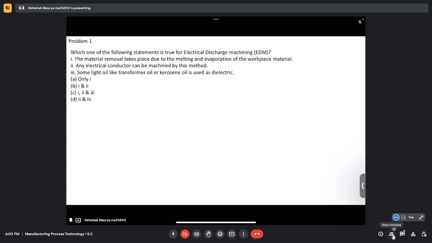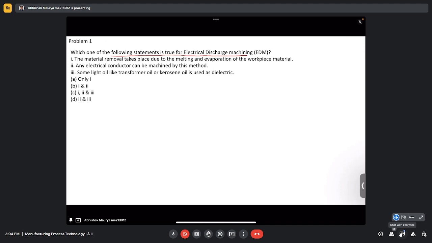Okay, so let's start discussing. What has been asked in the problem? Which of the following statements is true for the electro discharge machining, or EDM? The first statement is the material removal takes place due to the melting and evaporation of the workpiece material. The second is any electrical conductor can be machined by this method. And the third one is some light oil like transformer oil or kerosene oil is used as dielectric.